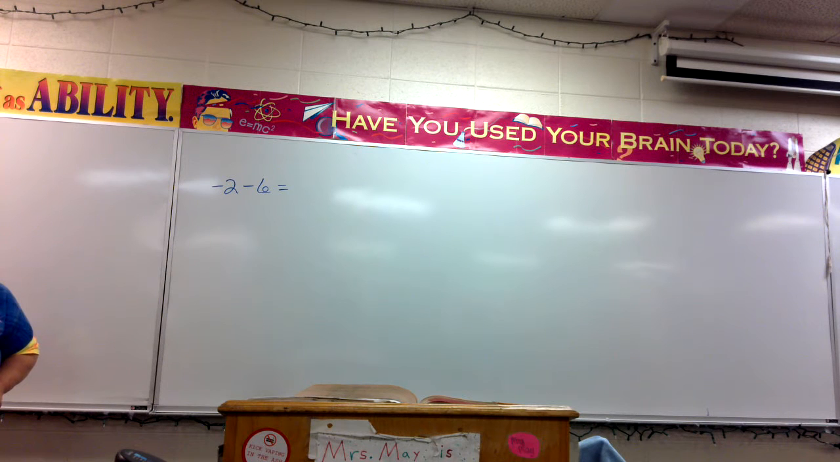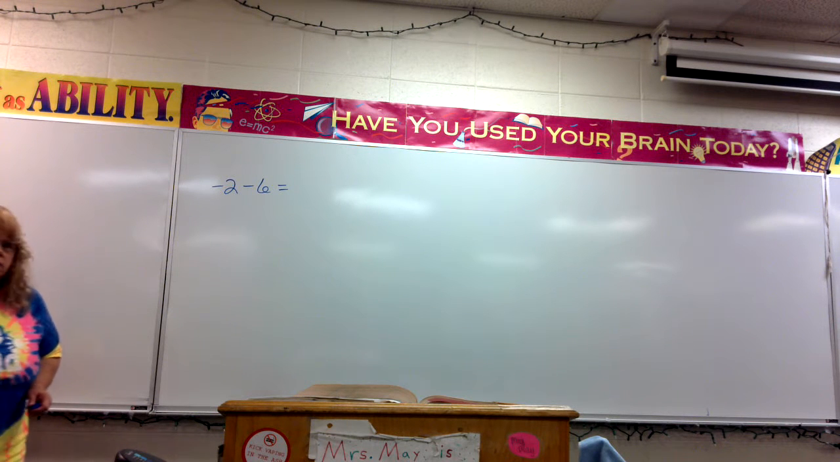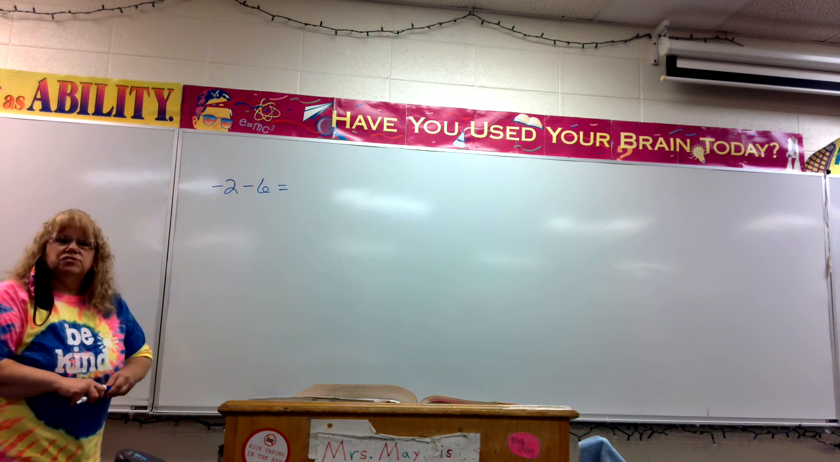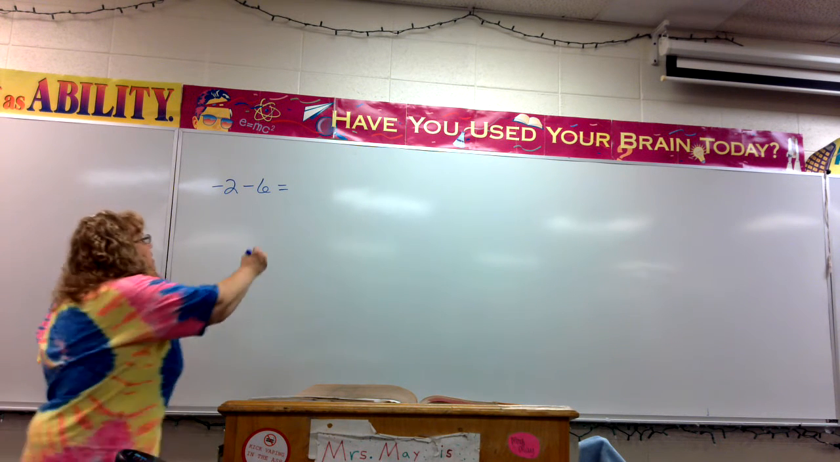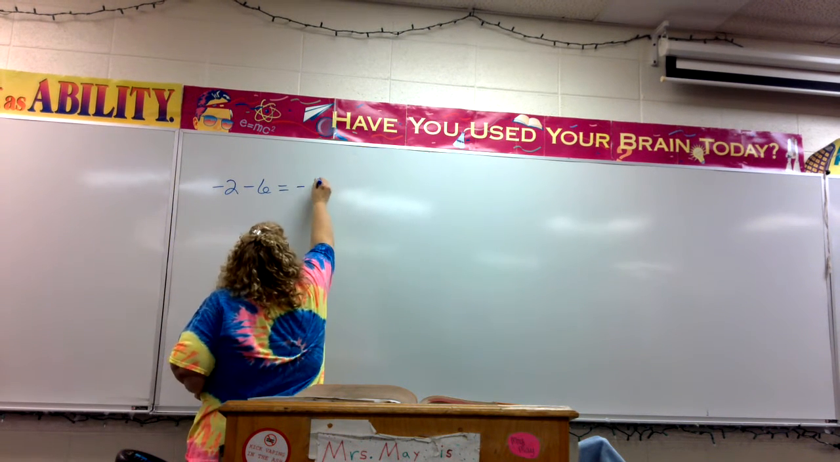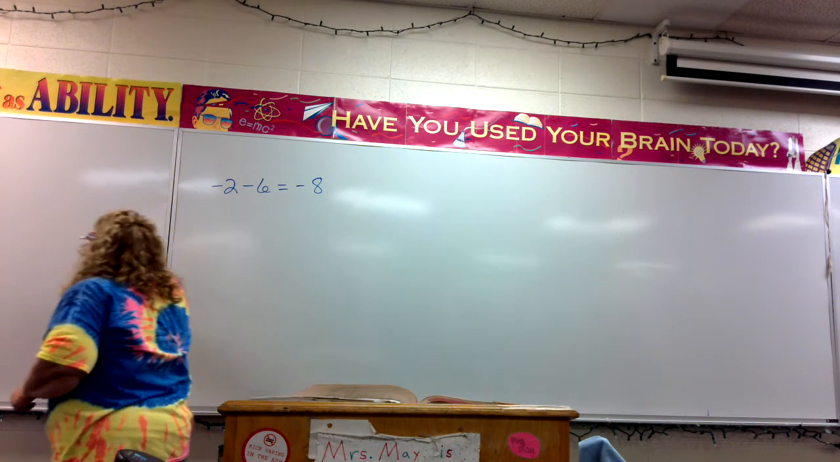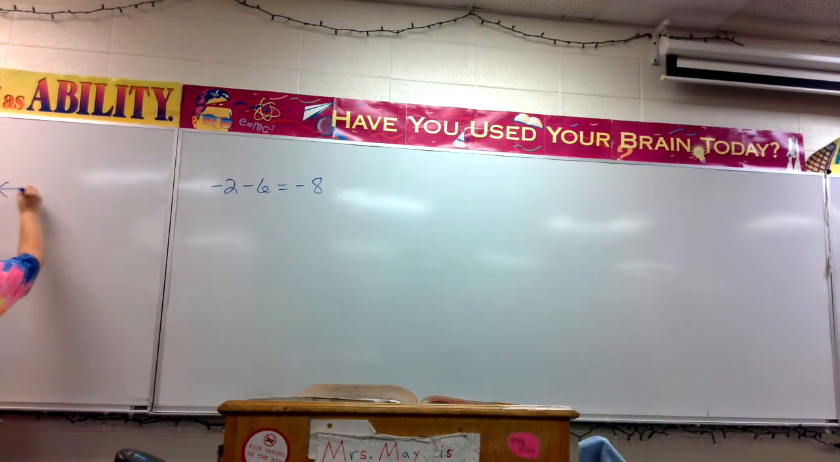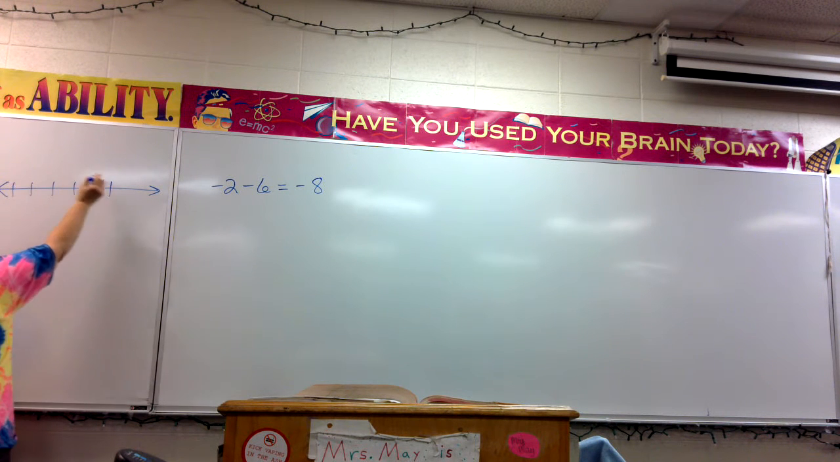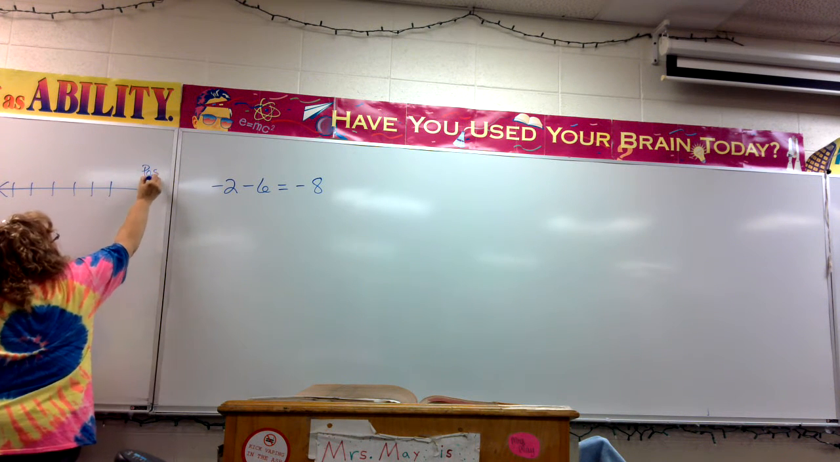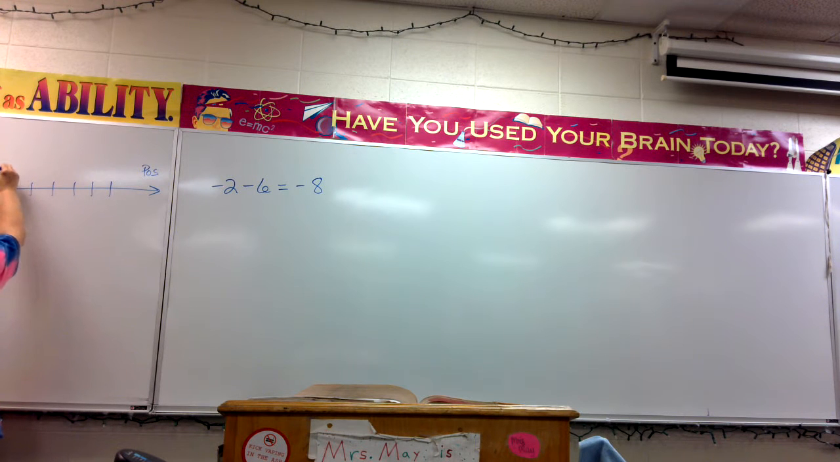-2 and a -6, what does that give you? You can just say it. What'd you say, -8? Good, yes, -8. Because remember, if you're going to do it on a number line, this is the positive direction, this is the negative direction.